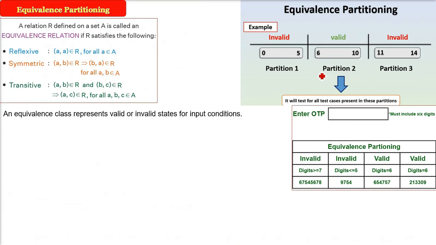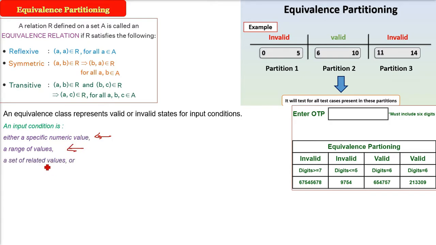Before we go ahead with the example, let me tell you the equivalence class will represent the valid or invalid states for the input conditions. Input conditions or values can be a specific numeric value, a range of values, a set of related values, that is a set, or a Boolean condition: true, false, yes, no, right, wrong. So we have certain guidelines.